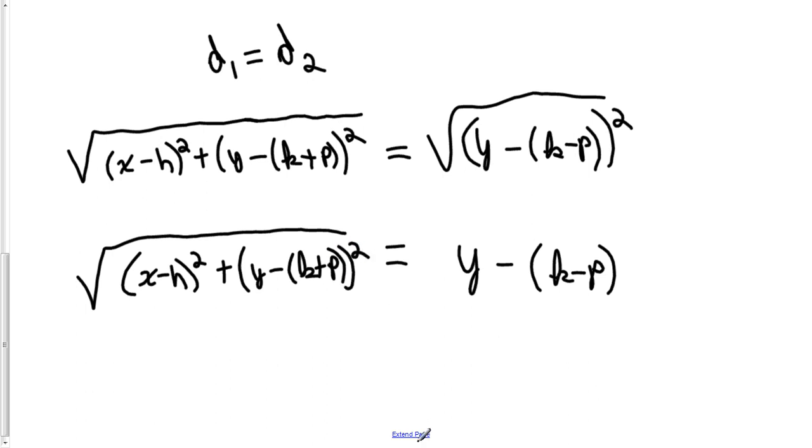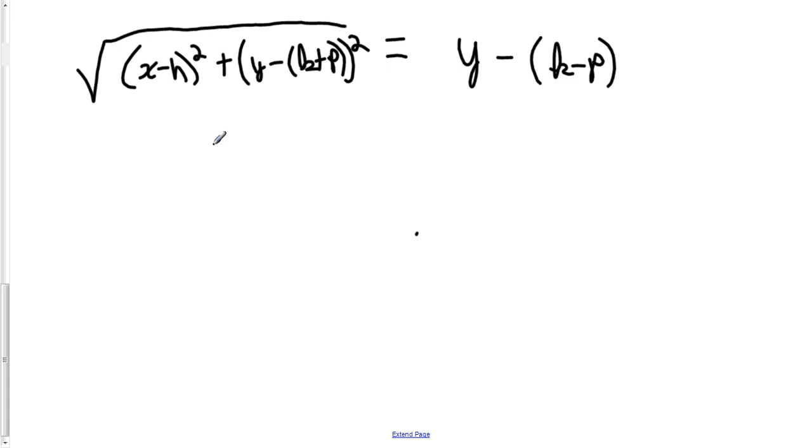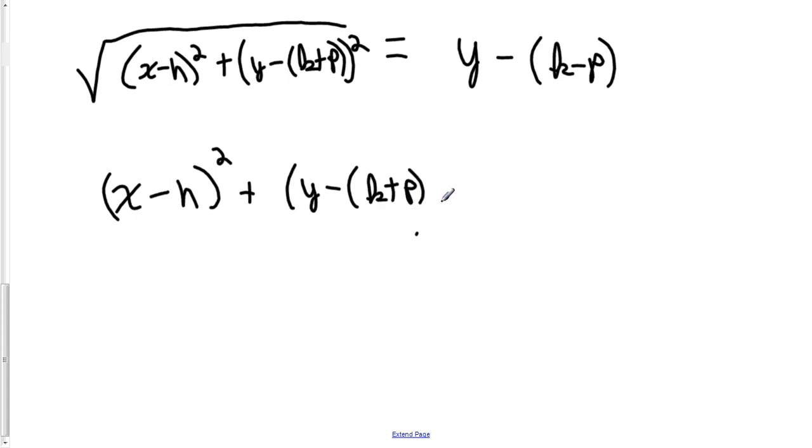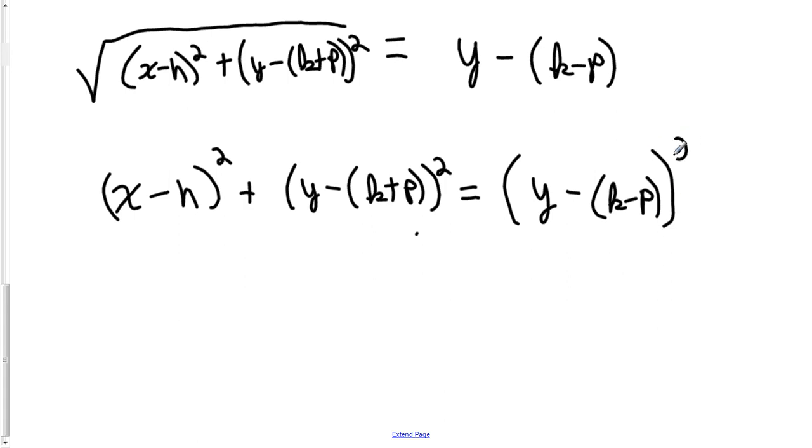All right. So what I want to do to finish simplifying this is to square both sides. If I square the left-hand side, it gets rid of the square root, leaving me x minus h squared plus y minus k plus p squared is equal to this thing, y minus k minus p, the whole thing squared. So I squared both sides to get rid of this radical.